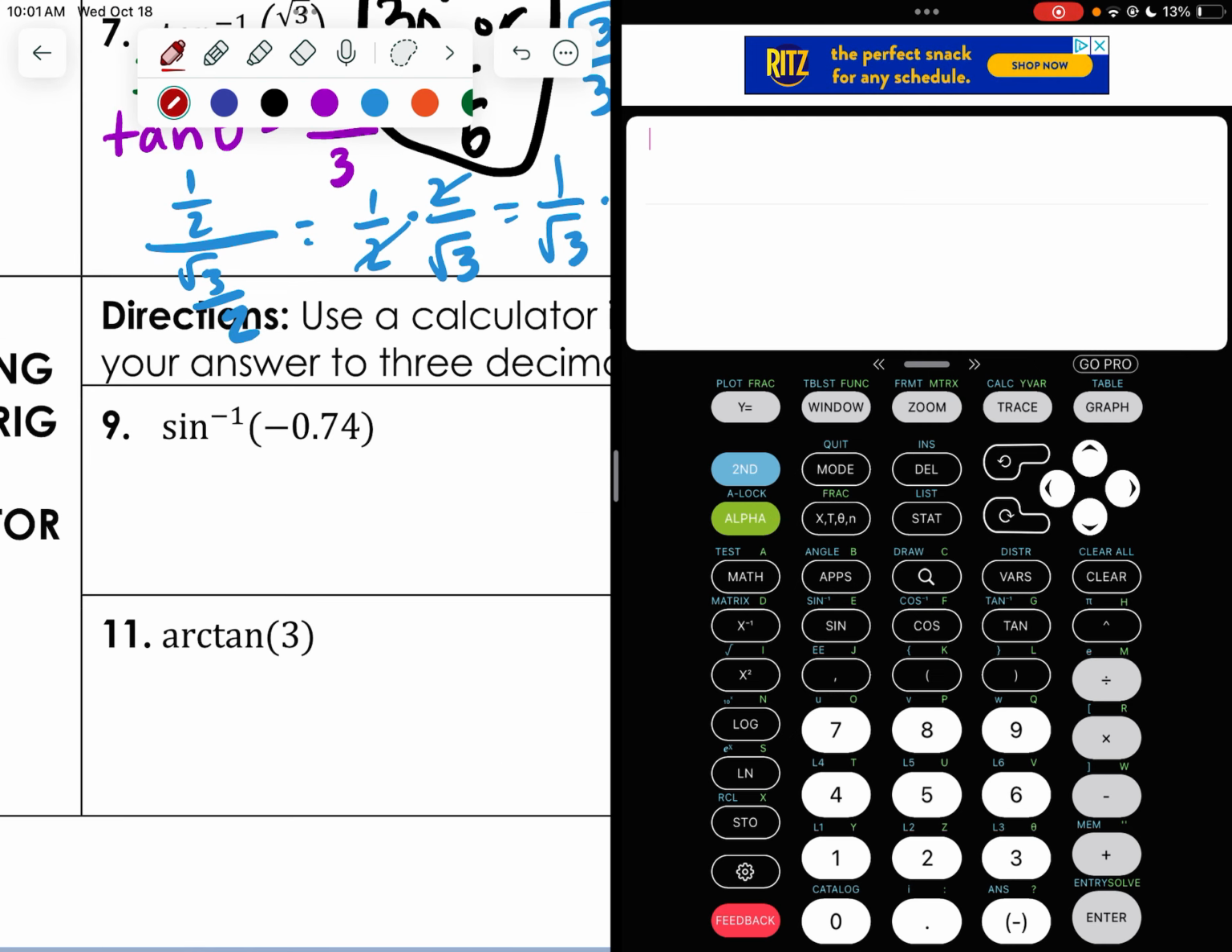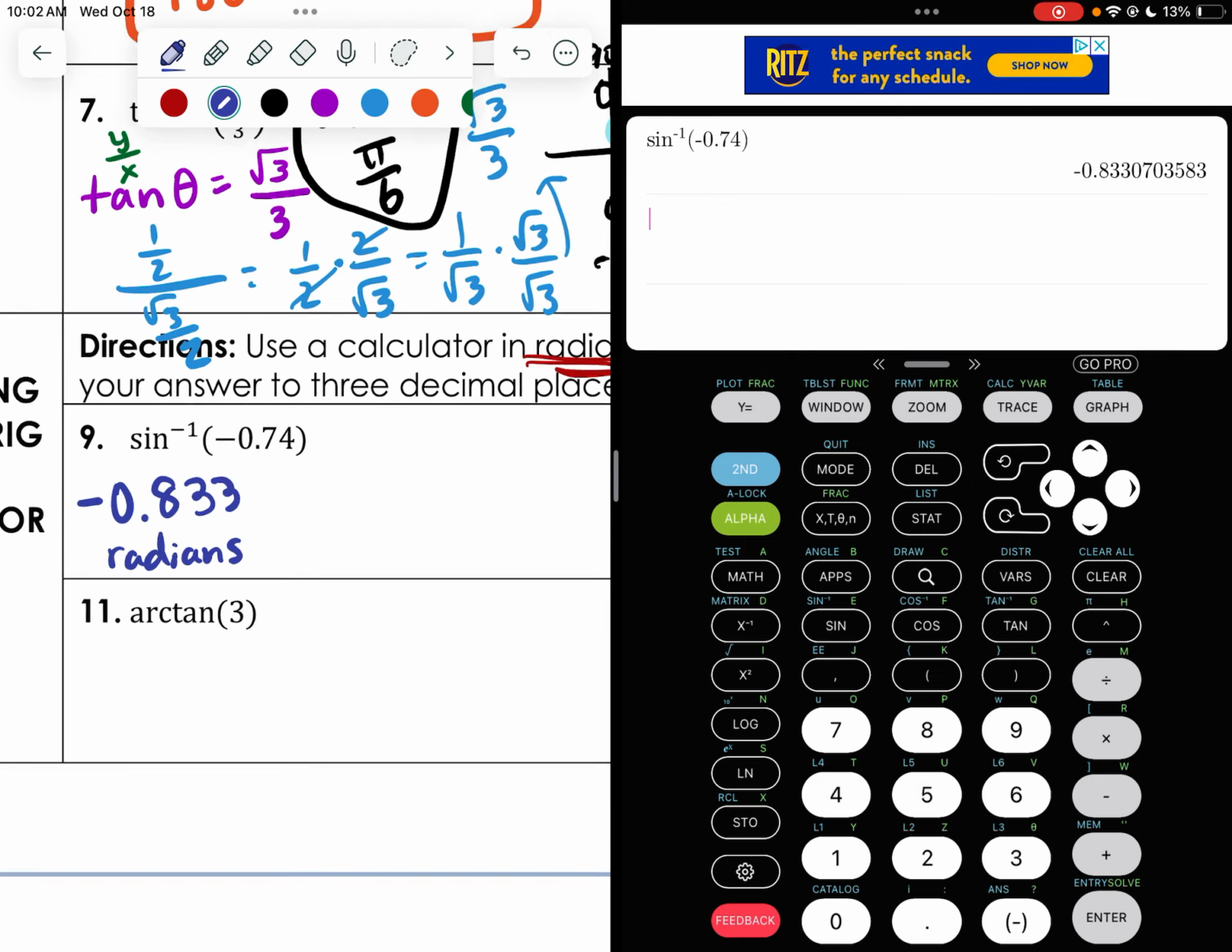We're just going to type this in exactly as it looks. So inverse sine, you hit the second button, and then sine, and then negative 0.74, enter. This says to round it to 3 decimal places. So this is negative 0.833. That's in radians because our calculator is in radian mode.